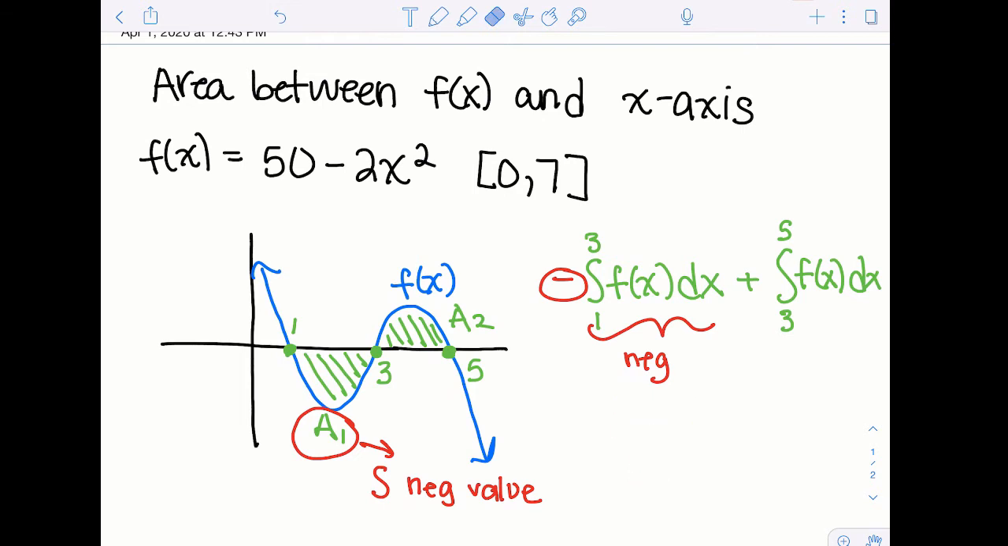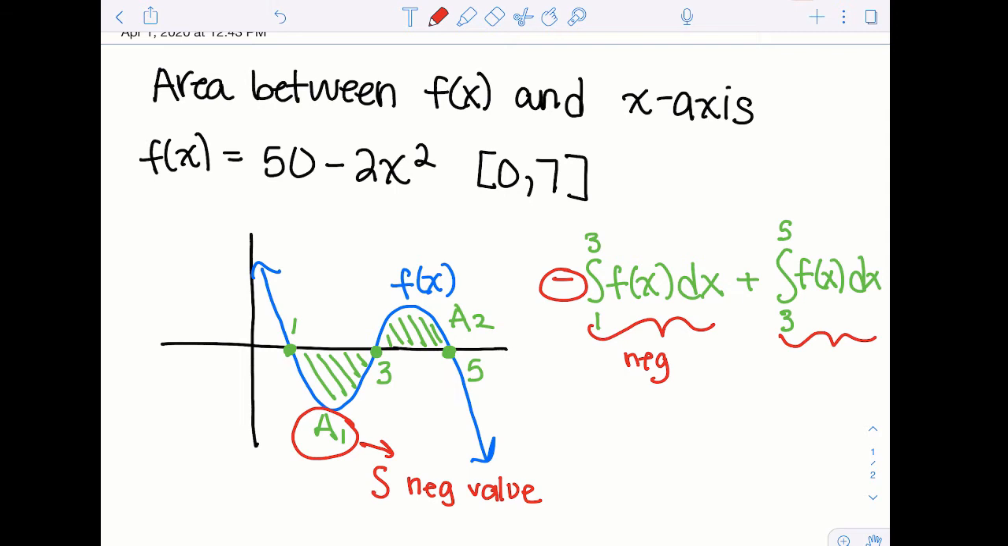And for the second one, we don't have to do anything like that. If we evaluate the integral from 3 to 5, it's going to give us a positive value, and it's going to be equivalent to the area 2 for this example.